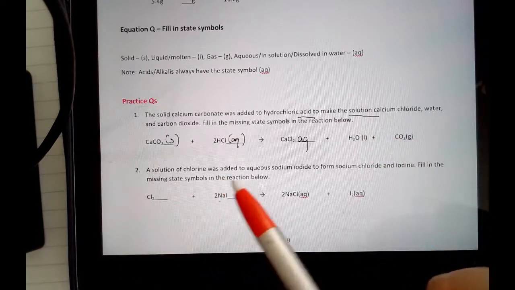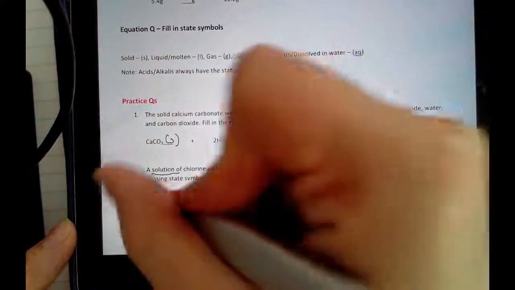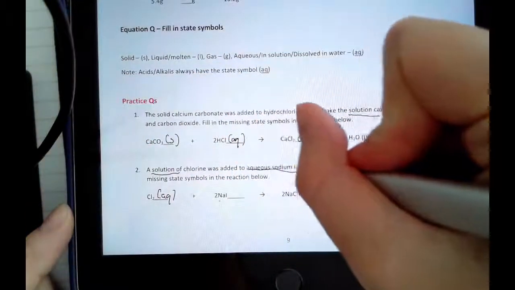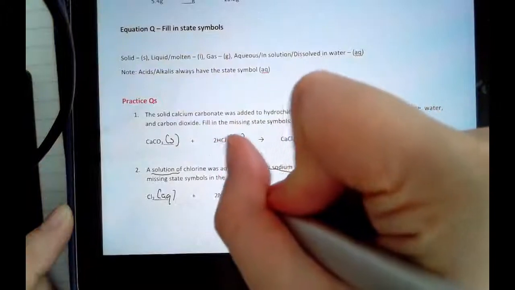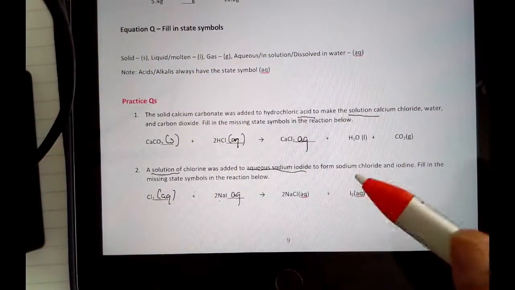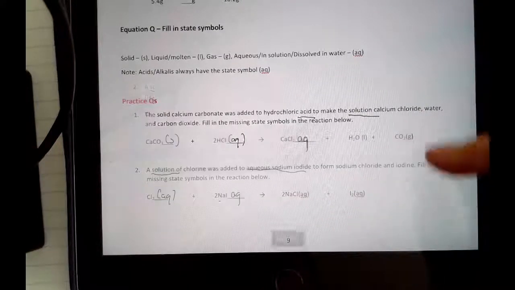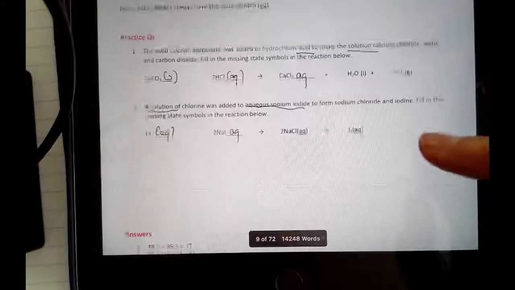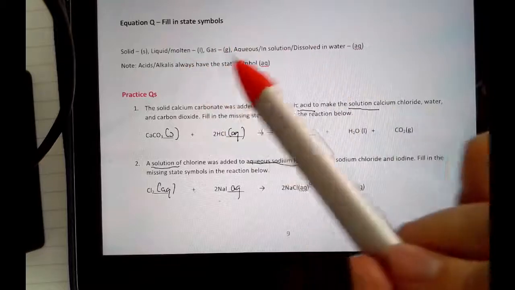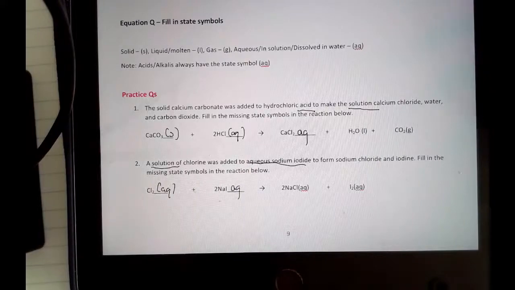The next one, a solution of chlorine. If I see that word solution, that means it's going to be aqueous, so I'm going to write AQ. It was added to aqueous sodium iodide. If I see the word aqueous, I know it's going to be AQ. To form sodium chloride, so I haven't told you in the question, but I've given you the state symbol here, and iodine. Fill in the missing state symbols, that's all you would have to do there. Just be aware of acids and alkalis, and other than that, just make sure you know the different words for AQ. Aqueous, solution, or dissolved in water all mean exactly the same thing.